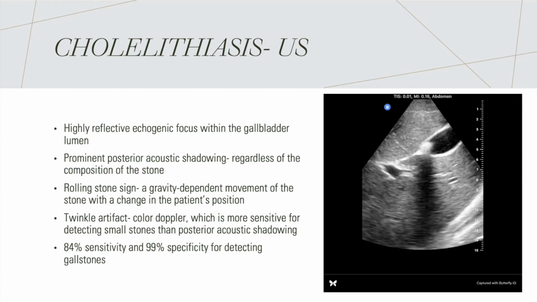So gallstones themselves are highly reflective echogenic focus within the gallbladder lumen. You'll see prominent posterior acoustic shadowing, regardless of what the stone is composed of. You may see something called the rolling stone sign. Since the gallstones are freely moving within the gallbladder, you may be able to change the patient's position and see that they're moving. This may help you from differentiating a stone from a polyp.